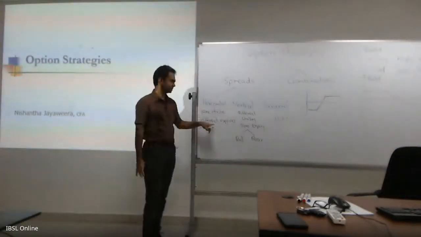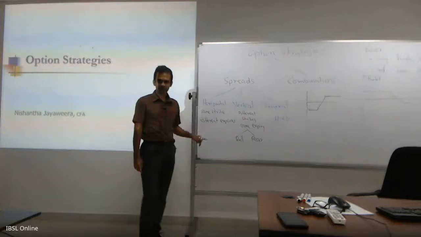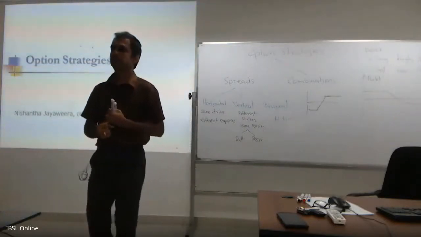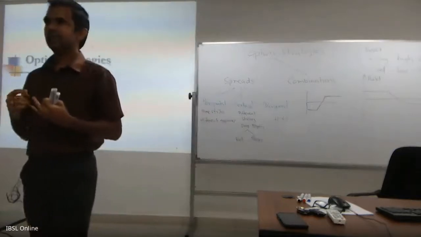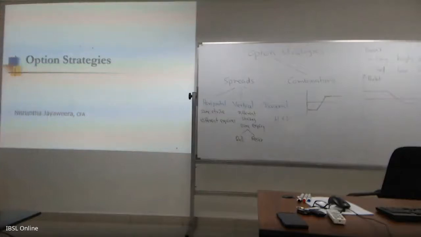And in horizontal, what do we do? We buy a call and sell a call, but with different expiries. Why do we do that? What is it based on?